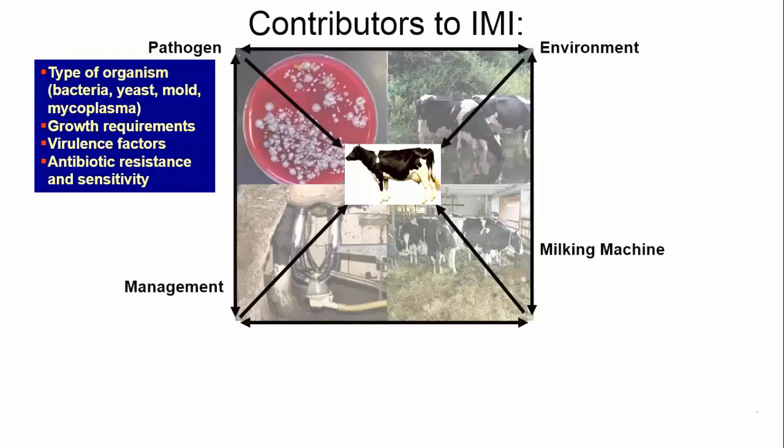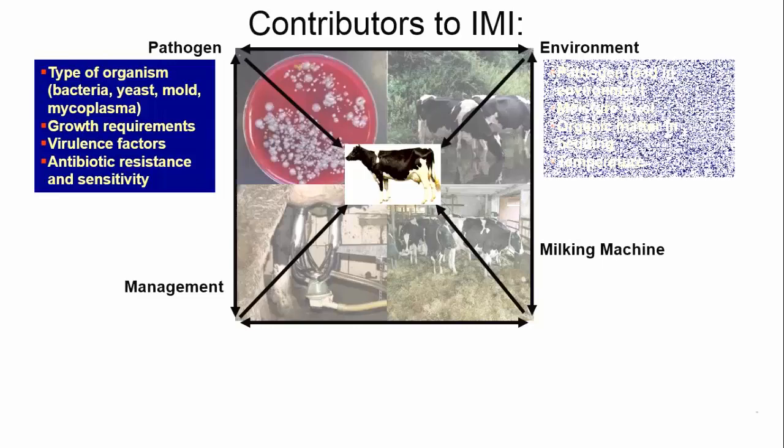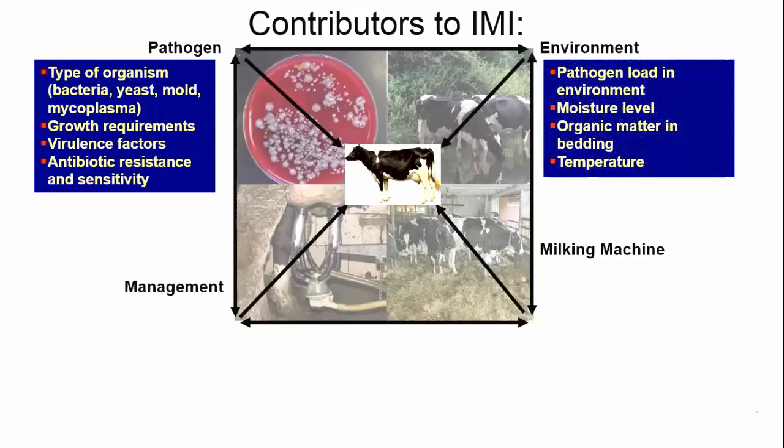If we start off just understanding the pathogen itself, the type of organism. Is it a bacteria, which is most of our problems, but we do see yeast, molds, and mycoplasma. What are the growth requirements and how virulent is that pathogen? And is that pathogen, the bacteria, resistant to certain antibiotics? Another thing we need to think about is the environment, the pathogen load. Are the cows dirty because of high moisture level, high organic matter in the bedding? Is there heat stress that could be compromising the immune response?